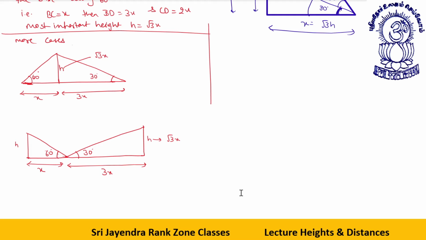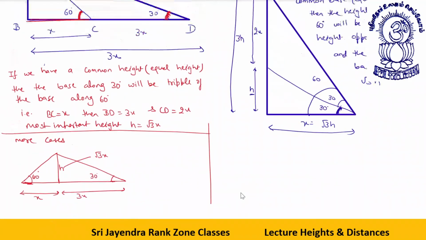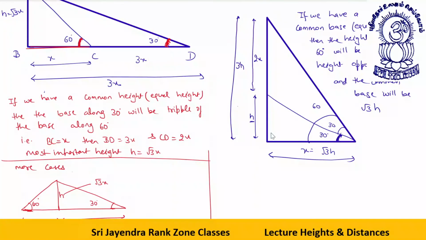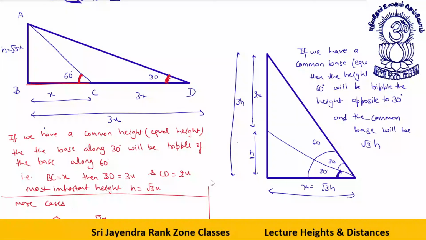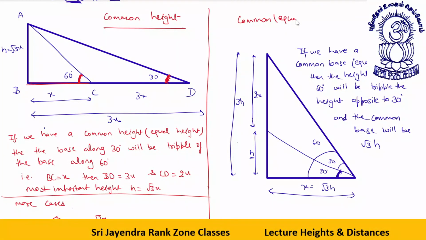Okay, now let's come to another case. Another case is this one, like this. You have a common base. Fine. This part is clear. Now we have a common base. In here we have a common height. See, I draw a line like this. Here we have common height. Here I have common, in the bracket equal base. Now what do I do?